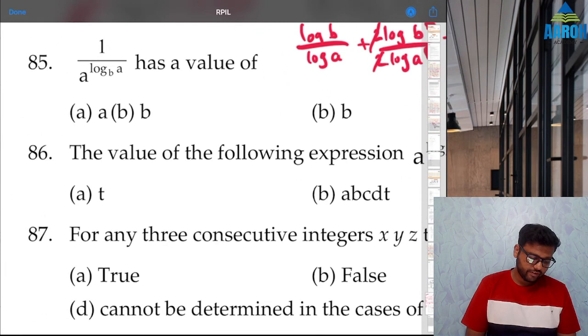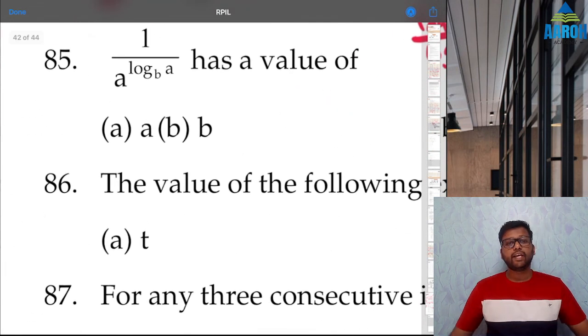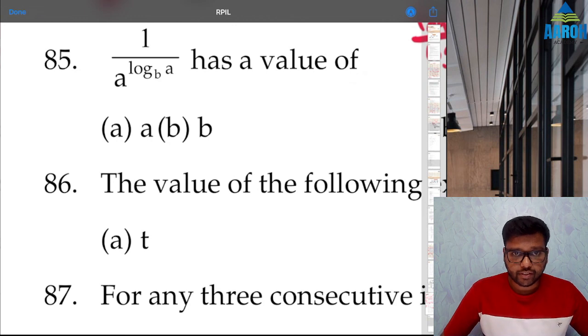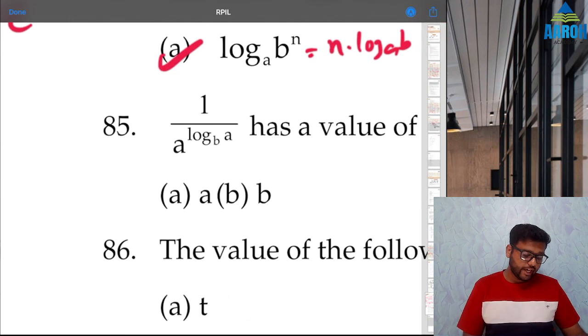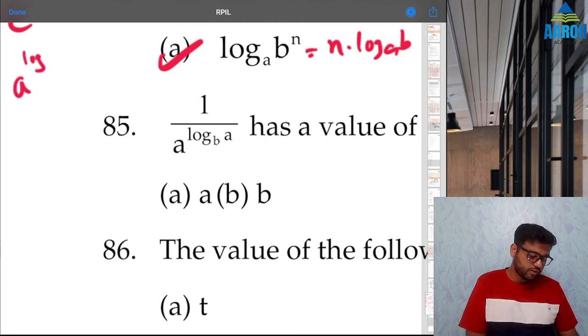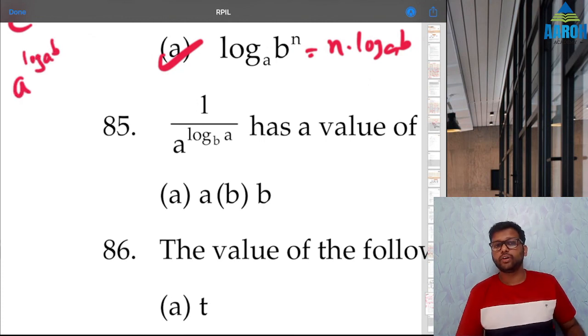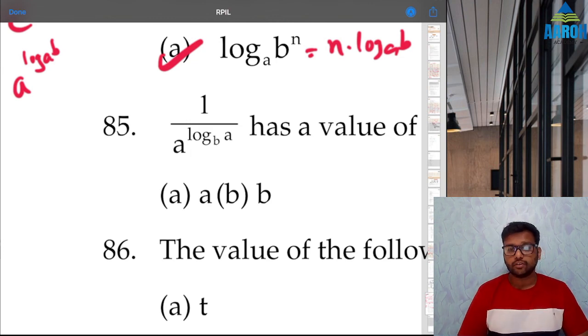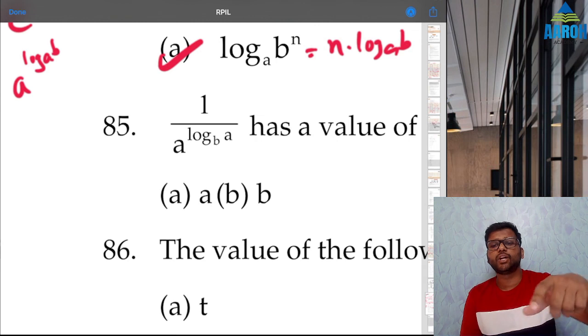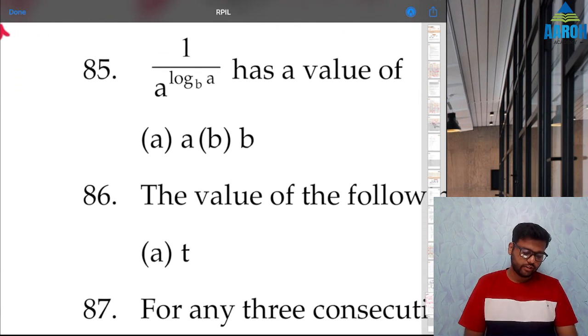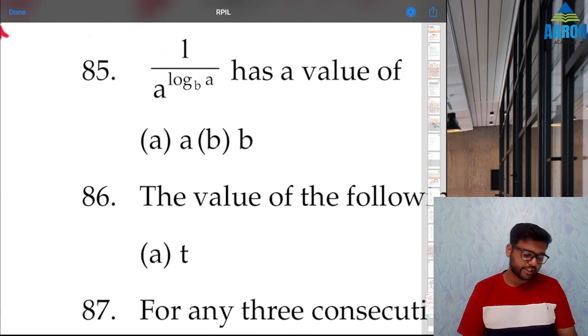Fine. 85. 1 upon a raised to log a to base b has a value of. Okay. Now actually we have a property something like this, but the property is like this: a raised to log b to the base a, not a raised to log a to the base b. Okay. I feel they wanted to print something different, but let's try to put some numbers and solve. Okay. Because even by putting numbers you can get the answer.